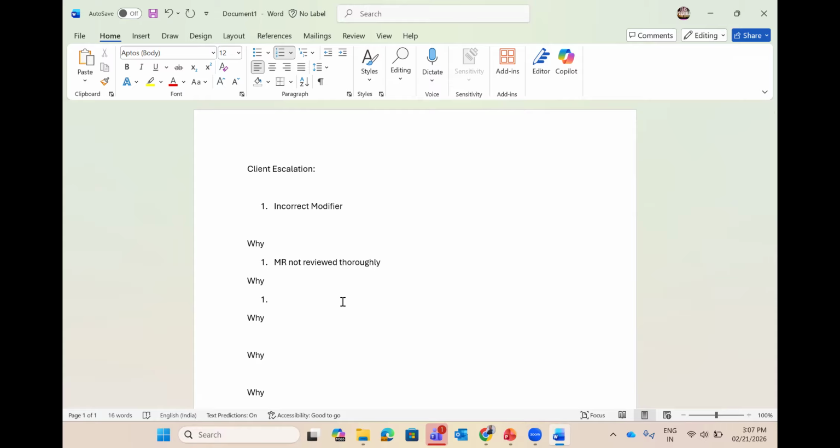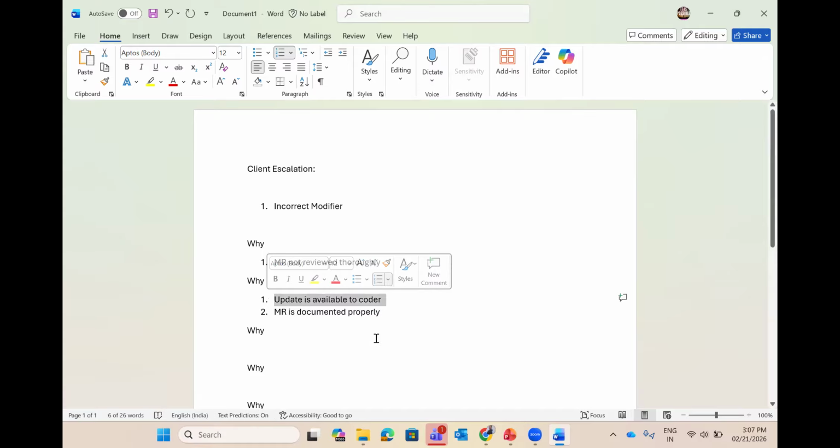Lack of documentation, I can say. The update is not updated in the cheat sheet. Update is not available to coders. Okay. What is the other one you guys said? MR is not documented properly. Okay, I'll take the first one. Why is the update not available to the coders? It's not updated in the rules document or protocol, not shared with the respective process or the team.